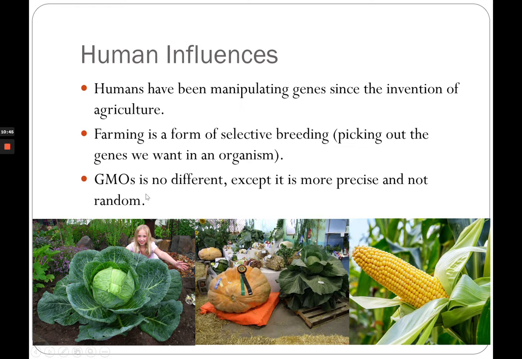But with GMOs, you don't have to wait that long because you're not picking them from a random assortment. If you know where to go in the DNA, we can basically select the DNA itself, the gene itself, without actually going through the whole random process of selective breeding.